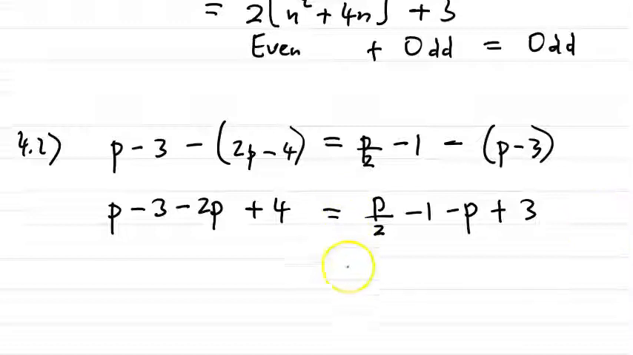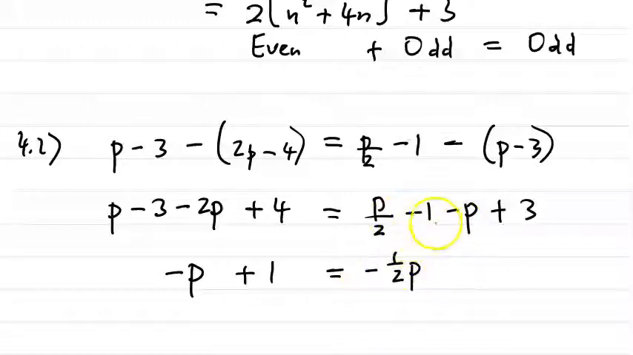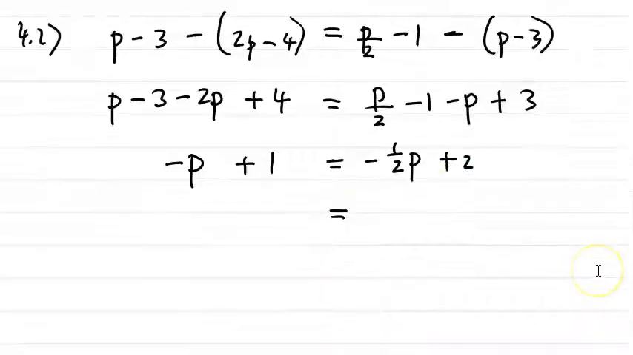Now let's simplify and see what we get. So p minus 2p will be minus p, minus 3 plus 4 is plus 1. And here I got p over 2 is half p, minus p. So half p minus p is minus half p. So it will be minus half p. And here I got minus 1 plus 3 is plus 2. So let's see what we can get from here.